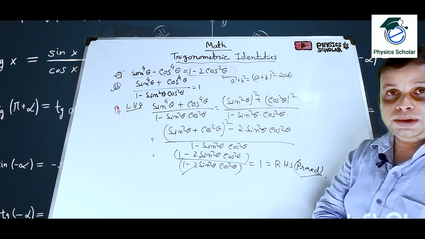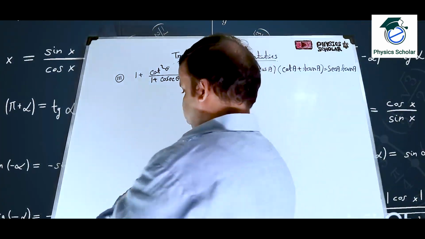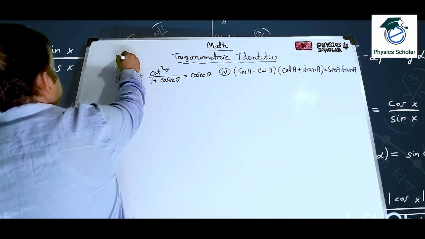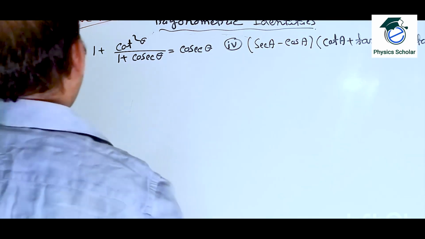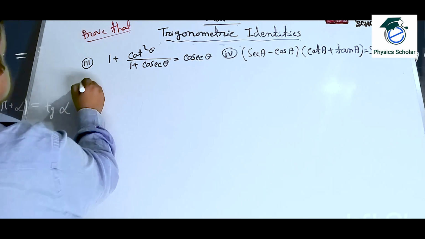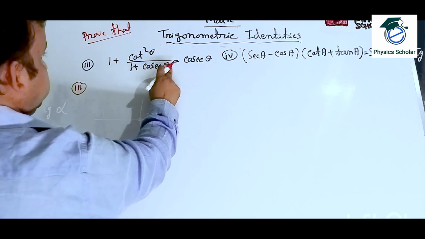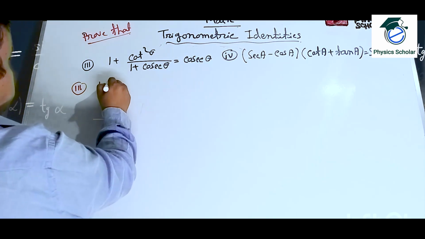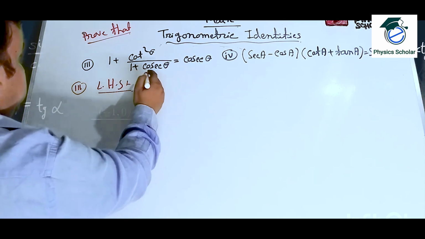Now let us move to the sum number 3. So students, here it is sum number 3 and 4. It will be prove that. Okay, prove that. Clear? Now see sum number 3. What is given? (1 plus cos square theta) divided by (1 plus cosec theta) is equal to cosec theta. So let us write first left hand side.